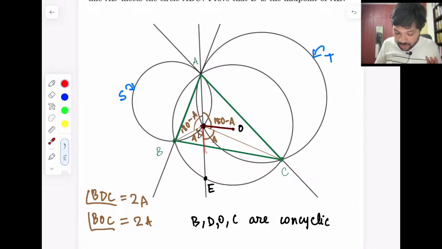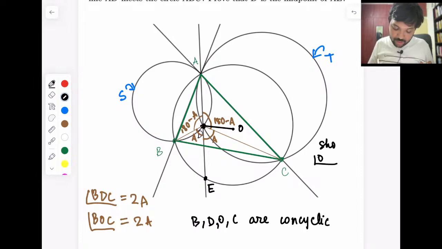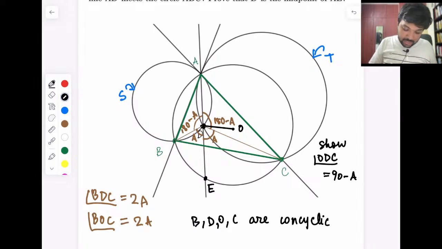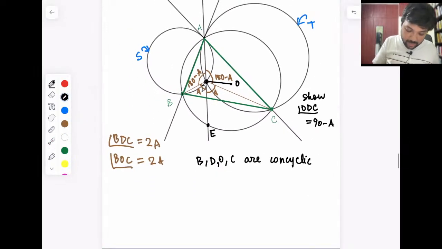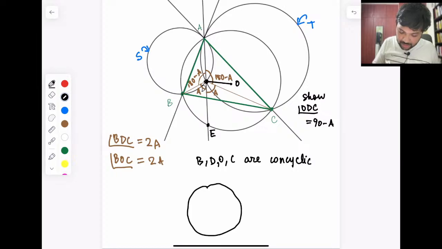But I already know this angle is A. So all I have to show is this angle is 90 minus A. So it remains to show ODC is 90 minus A. Now notice we know B, D, O, C are concyclic, which we have not used yet, so we can use it now. We have to show this is 90 minus A, but since they are concyclic, that's as good as angles in the same segment. I have to show OBC is 90 minus A, but that's trivial. OBC is 90 minus A is trivial because this is a standard configuration, right?